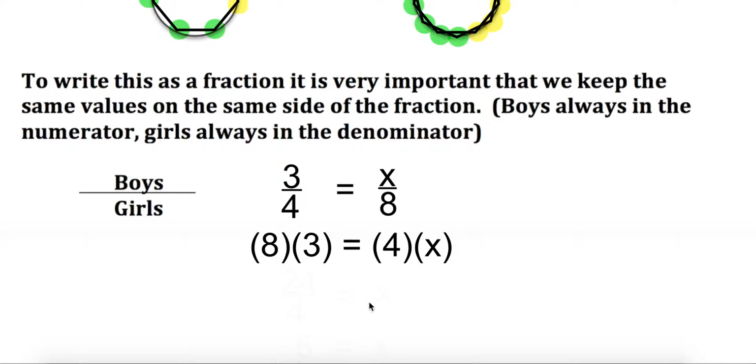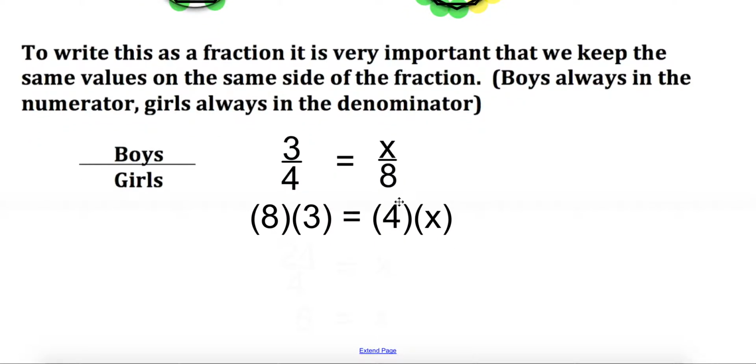So I've got 3 times 8 on one side and 4 times x. Now I can't actually multiply 4 times x. X is the value I'm trying to find. It's the number of boys in this class. What we can do to get rid of that 4 is divide. So what we're doing is called cross multiplying and dividing. We can do 8 times 3 and get 24. Divide that by 4 and we get our 6. And that's our answer.